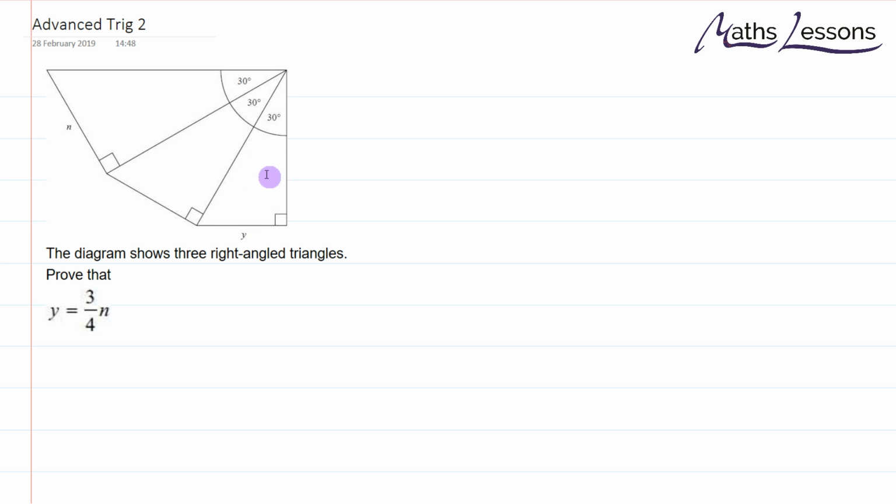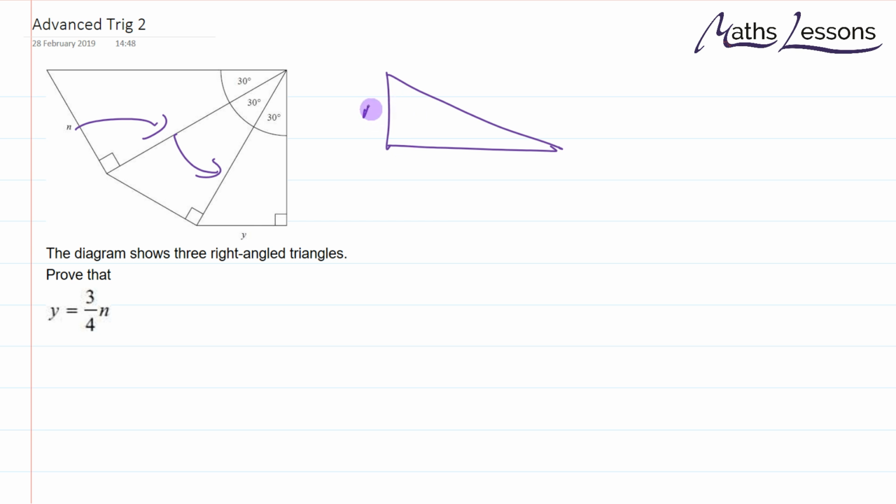So we want to try and show that y equals 3/4 n. The best thing to do is we can find this side here by using trig on this triangle, and then from that we've got that side, we can then find this side using trig on this triangle, and then with that and this we can then find this in terms of that. So let's start off with the first triangle here.